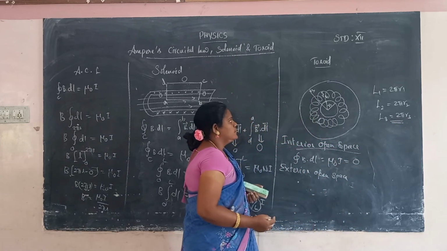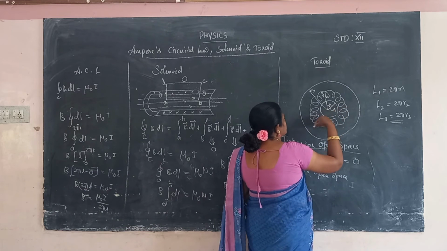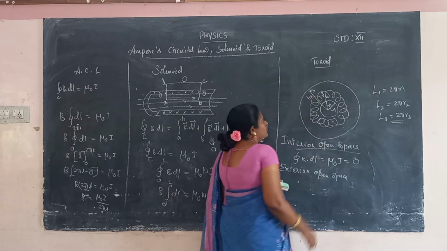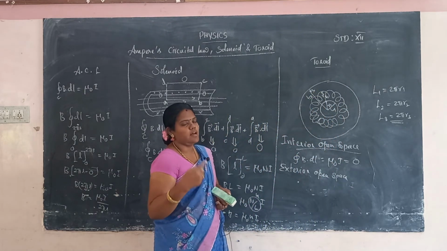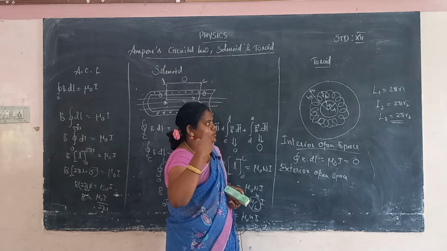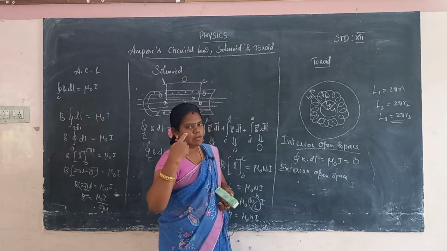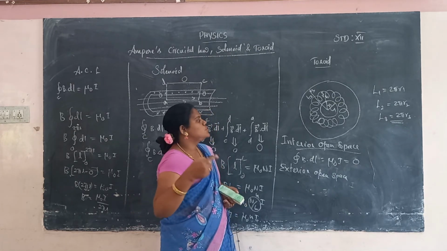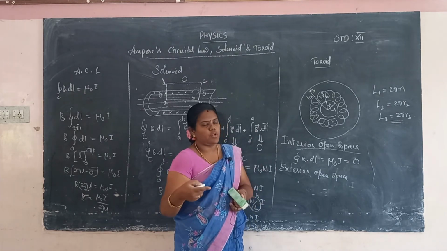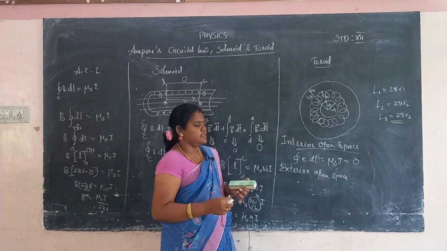So L3 is the length of the solenoid or toroid, the length of the toroid. The toroid will be considered as a circular form, so the circumference gives the length of the toroid. So L3 is equal to 2 pi R3.